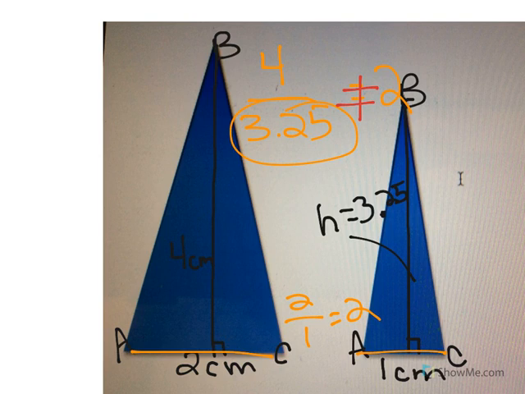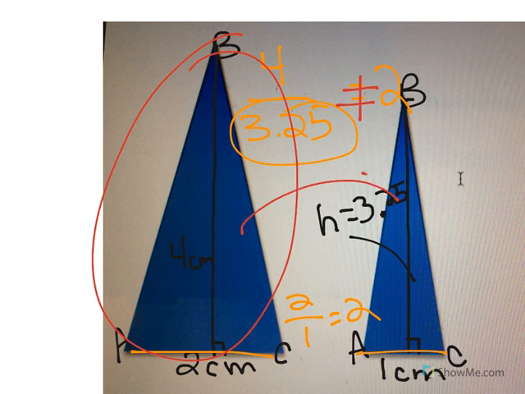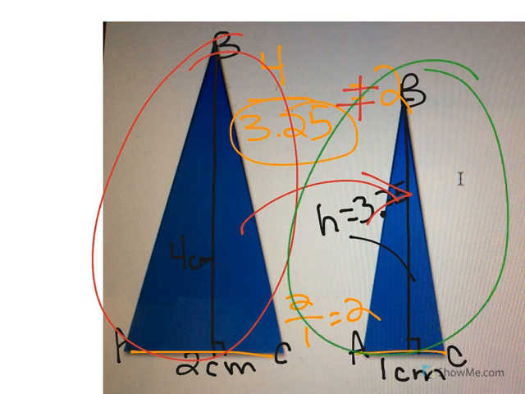So 4 divided by 3.25 does not equal 2. So these two triangles are not similar triangles because there's not a scale factor that was used to change the larger one into the smaller one by dividing by a factor, or vice versa. There was not a scale factor that was used to multiply the smaller one to get the larger one.